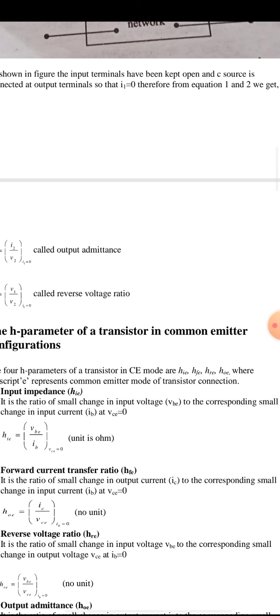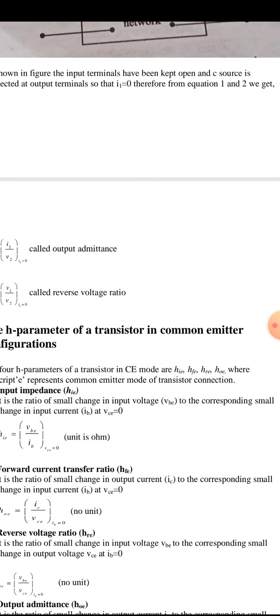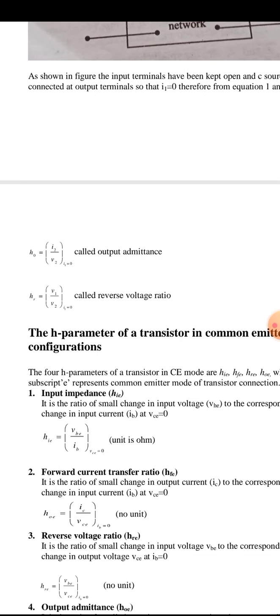The next topic to discuss: find out the H parameters of a transistor in common emitter configuration. You already know, students, that there are three types of configurations in a transistor: common emitter, common base, and common collector. First of all, we discuss the H parameters of a transistor in common emitter configuration.